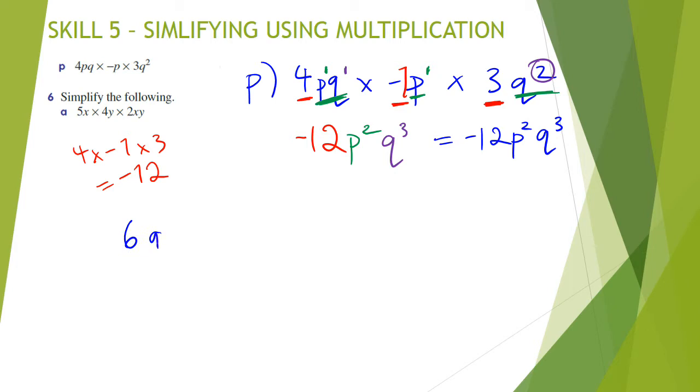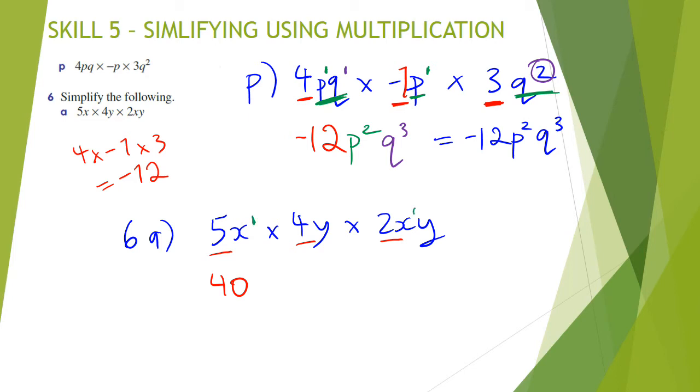Question 6a, we've got 5x times 4y times 2xy. Again, let's do the numbers first. 5 times 4 times 2. 5 times 4 is 20. 20 times 2 is 40. So we'll have 40 out the front. Then we've got an x to the power of 1 and an x to the power of 1 gives x squared. A y to the power of 1 and a y to the power of 1 gives a y squared. So our final answer is 40 x squared y squared.